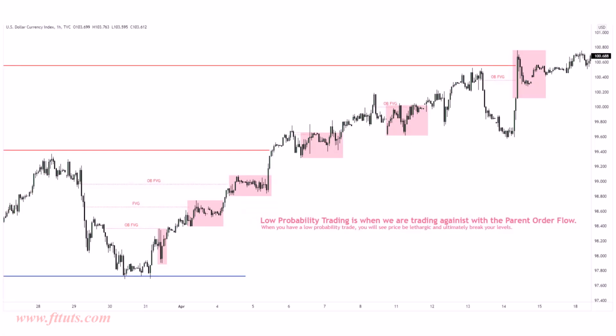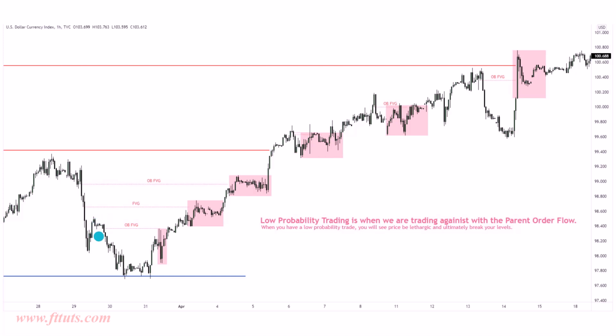Low probability trading is when we're trading against the parent order flow. So the parent order flow is here, price wants to go up higher. If you're trying to short against the parent order flow, even though there's a fair value gap, even though there's an order block, they're not going to hold since they're low probability. When you have a low probability trade, you'll see price be lethargic at your level and ultimately break your levels. So you can see here, if you're only focusing on price patterns, you're going to fail because you're not going to identify where price wants to go.